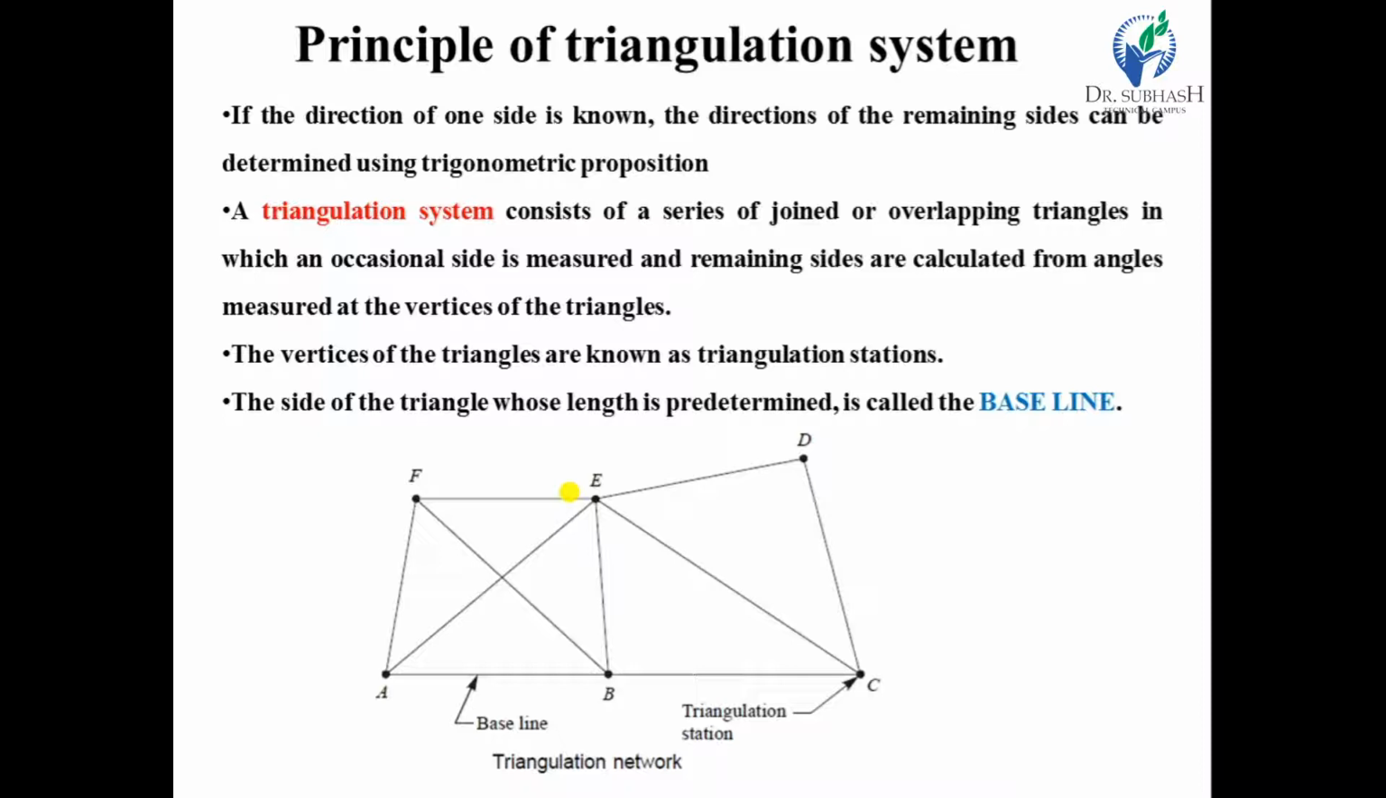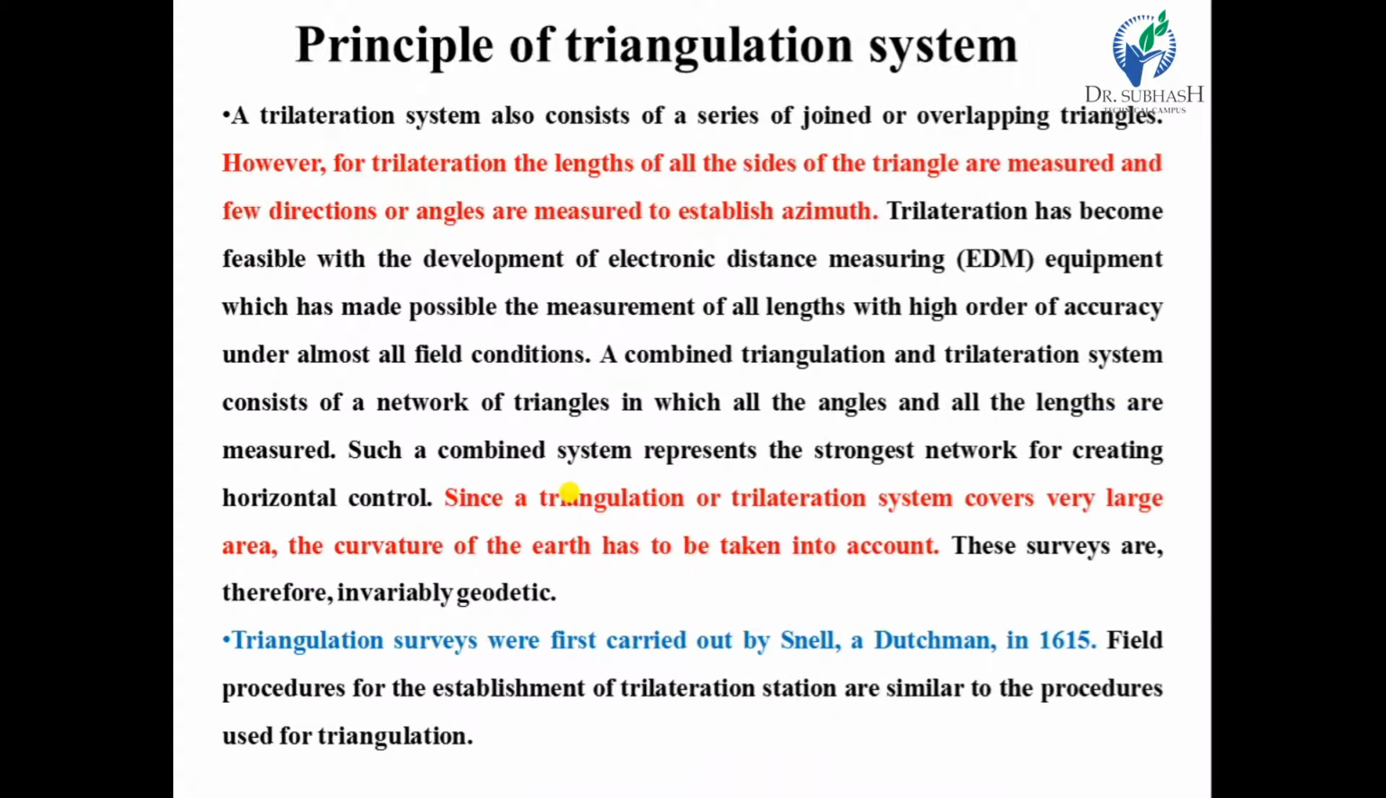The side of the triangle whose length is predetermined is called the baseline. See in the figure that the baseline is determined previously. The principle of a triangulation system, or a trilateration system, as it is also called, consists of a series of joined or overlapping triangles.